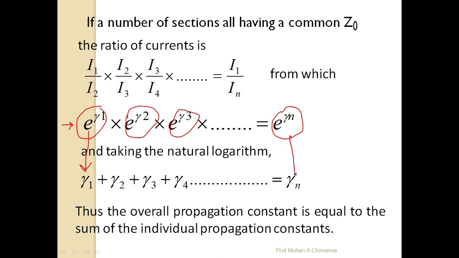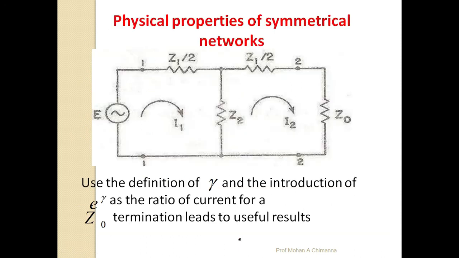Once we take the natural logarithm of e raised to gamma n, it is represented by gamma n. So the overall propagation constant is equal to the sum of the individual propagation constants. So here are the physical properties of the symmetrical network.